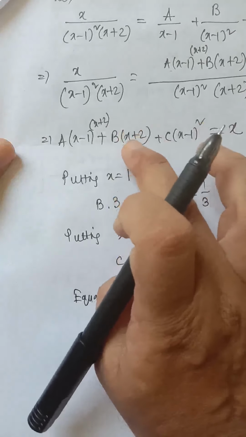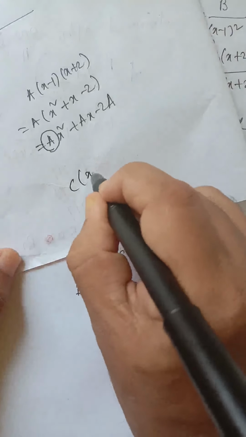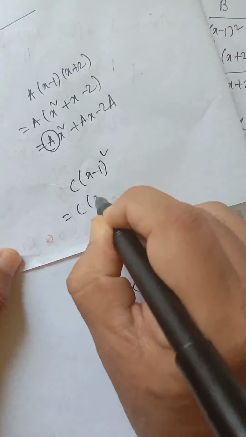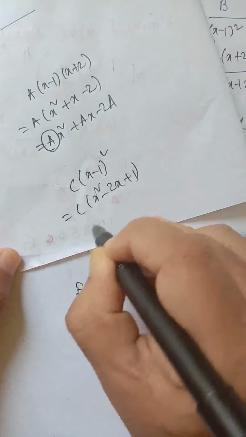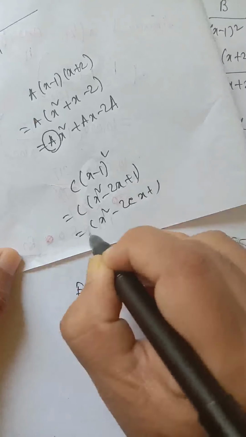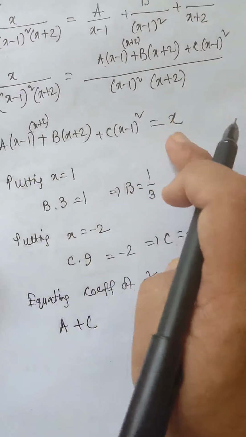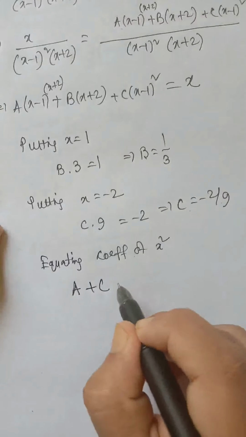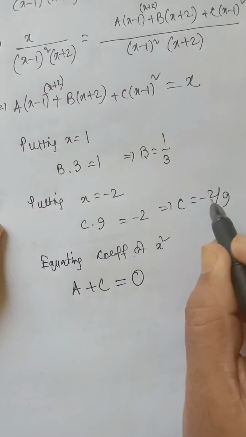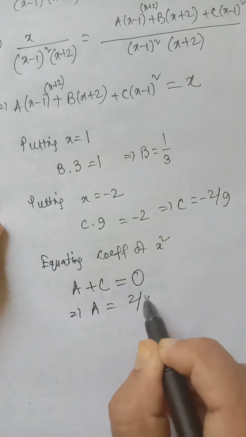And here, c into x minus 1 whole square, if we expand the whole square, the coefficient of x square will be c. So the coefficient of x square in this term is c. And on the right hand side there is no term containing x square, so the coefficient of x square on the right hand side will be 0. If we put c equal to minus 2 by 9 here, we will get a equal to 2 by 9.